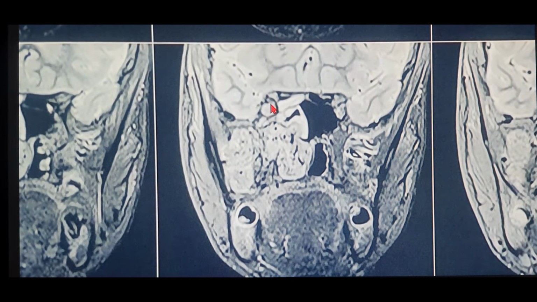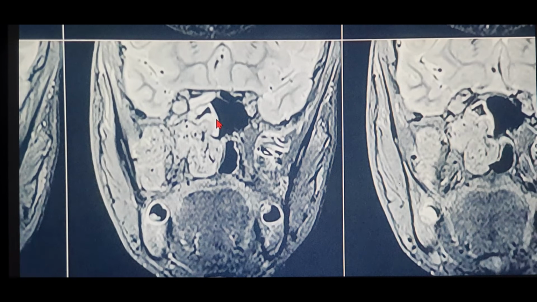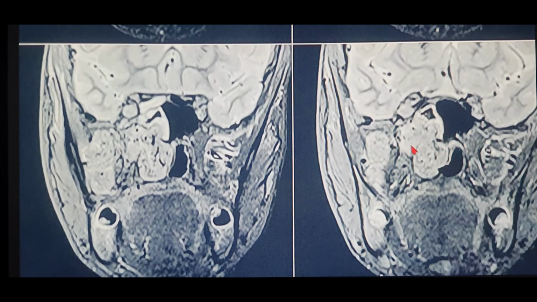This is the orbital apex, almost at the area of the cavernous sinus, and I think there is a minimal collection in the cavernous sinus as well. So for sure it has invasion in the orbital apex. It may minimally have an invasion in the cavernous sinus as well. All you can see here is the JNA mass. You can see over here it extending into the infratemporal fossa, and that's the normal side.